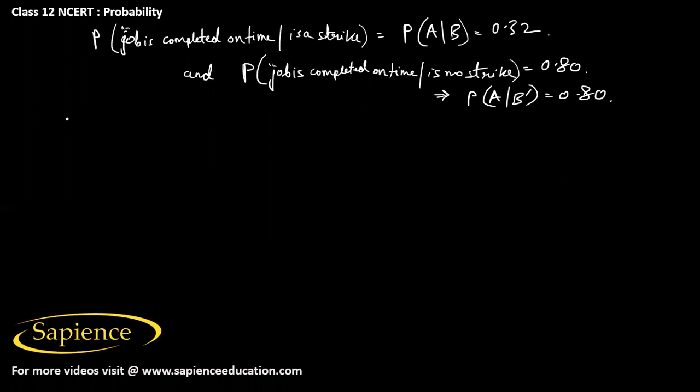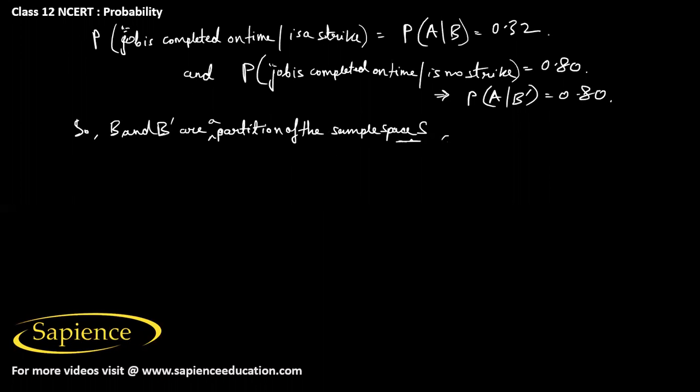Now here we can see that the events B and B dash are obviously a partition of the sample space S. The sample space here is that there is no strike or there is a strike, so only two events.